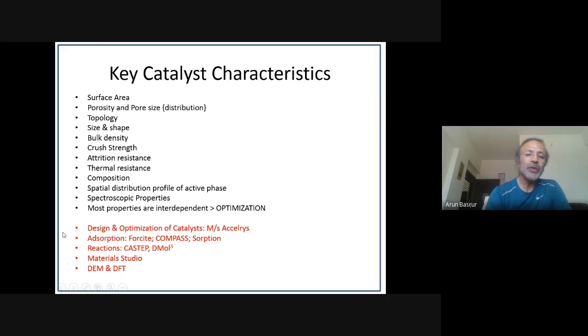Some tools that are used for these are design and modeling and simulation tools, such as Foresight, Compass, or Sorption for adsorption, CASTEP or DMOL3 for reactions, and Material Studio for different materials, as well as DEM and DFT.